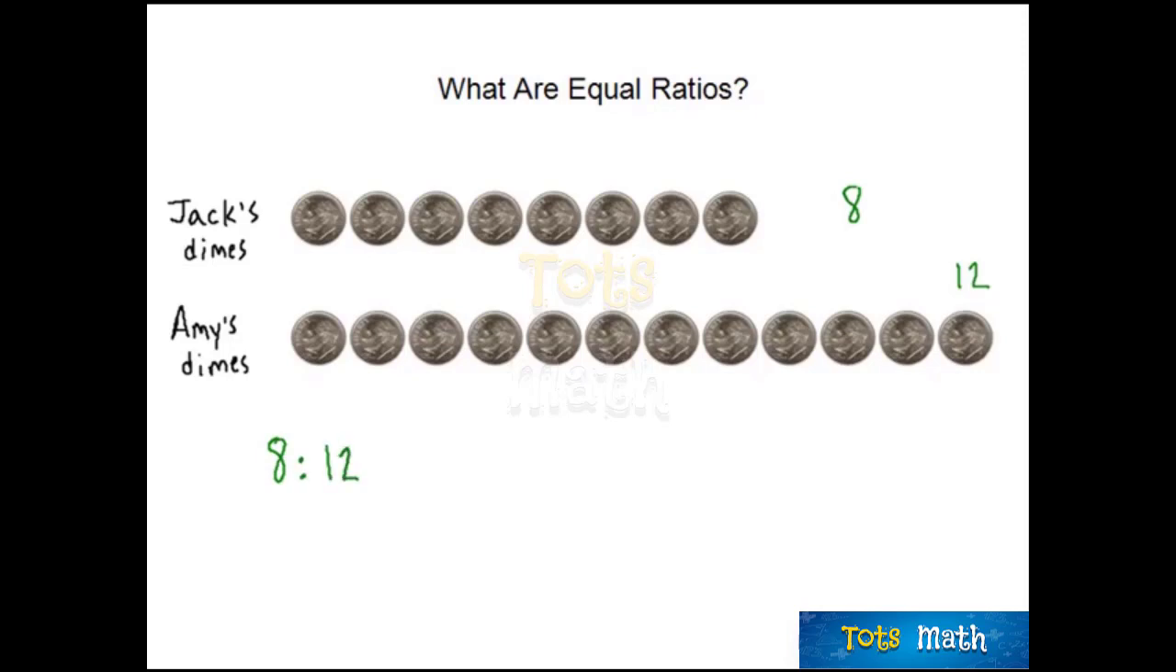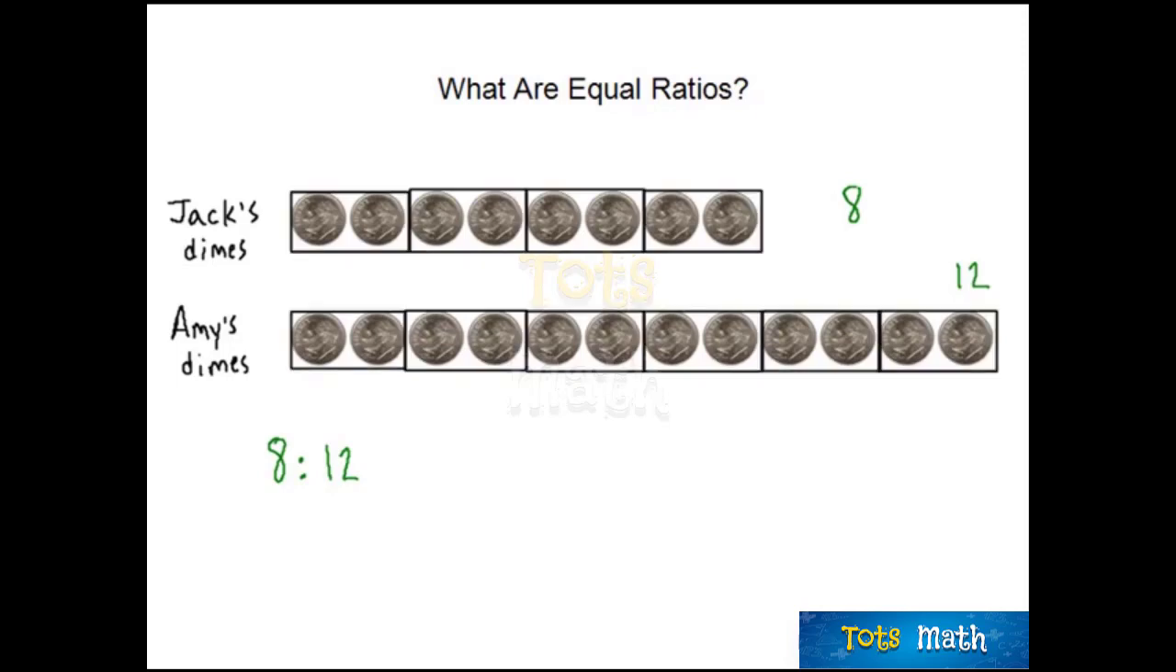Rather than looking at each individual dime, what would happen if we looked at groups of 2? When we visualize the dimes in groups of 2, we can see that Jack can make 4 groups of 2, and Amy can make 6 groups of 2. So now we can think of the ratio as being 4 to 6.